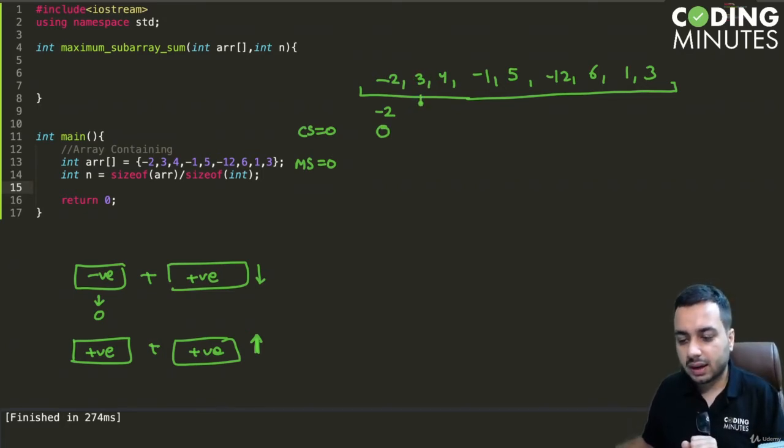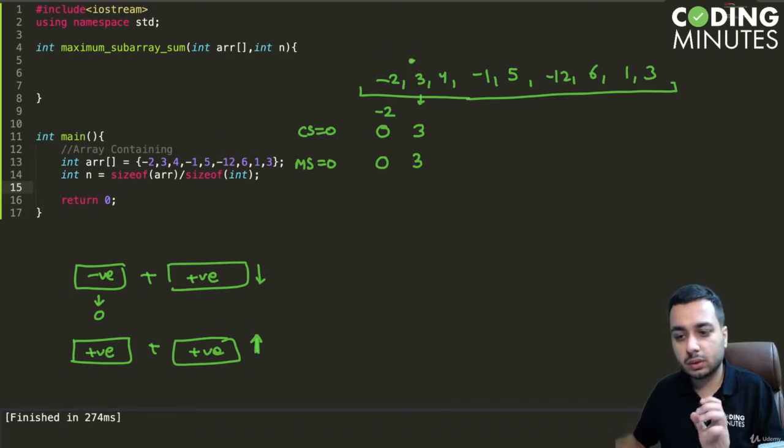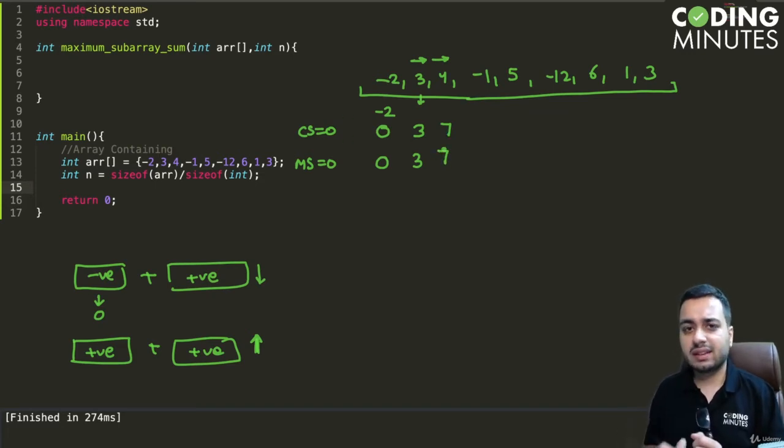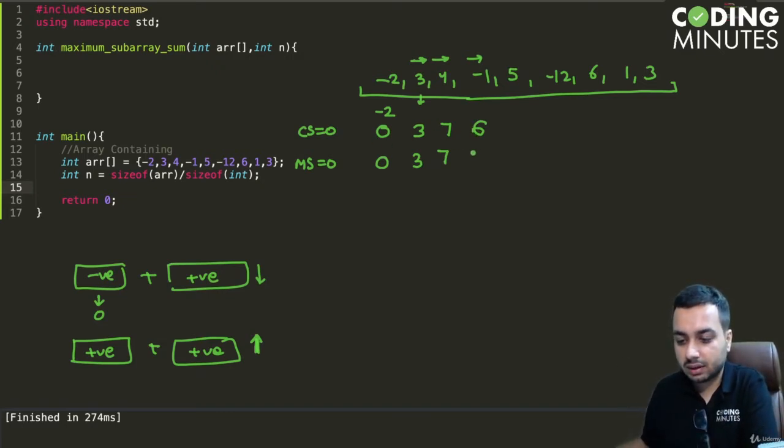Now you go to 3 and say, if I add 3 to my current sum, it will become 3, and the maximum I will also update at every step. The maximum was 0 at this point, and now we have included 3. Next we go to 4, and 3 plus 4 is 7. So the current sum is 7, and the maximum sum is also 7. Next I go to -1 and include it in our sum. The current sum becomes 6, but the maximum will not change. It will still remain 7.